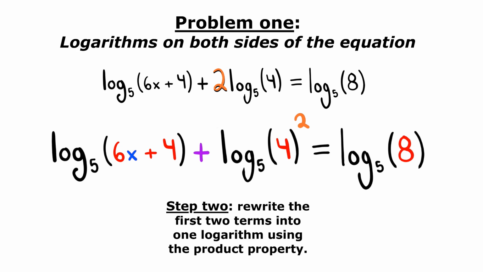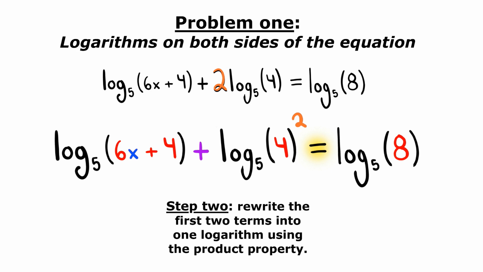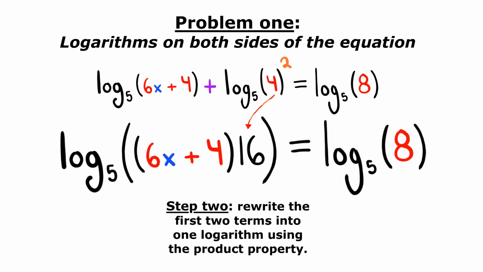Step 2. Rewrite the first two terms into one logarithm using the product property. Remember to distribute out and follow regular multiplication rules inside of the logarithm when you combine them using the product property. Or practically any property, just follow normal rules. And if you lost it, just in case, here's the equal sign. I know there's a lot of numbers in there, so yeah, there it is.